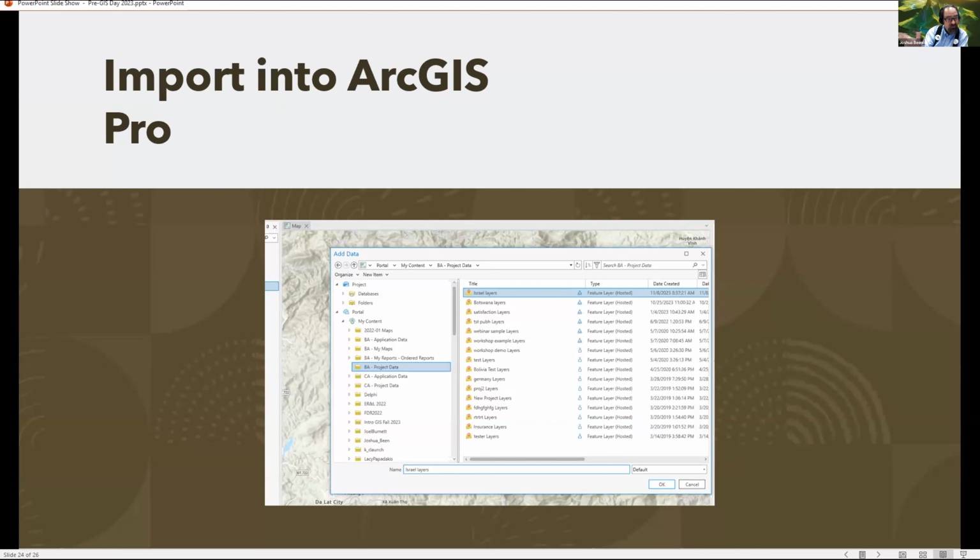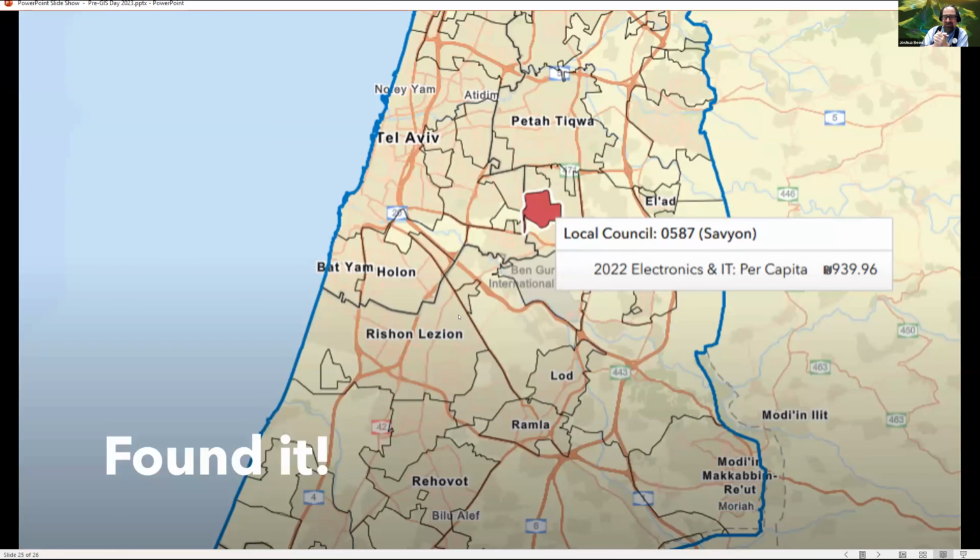Once you are using the same account, if you're familiar with ArcGIS Pro, I can very easily pull in from my Business Analyst project data. And there is the file that I actually just did this morning and pulled that in. And within ArcGIS Pro, we found that the area that spends the most on electronics and IT per capita is local council district 0587 Savion.